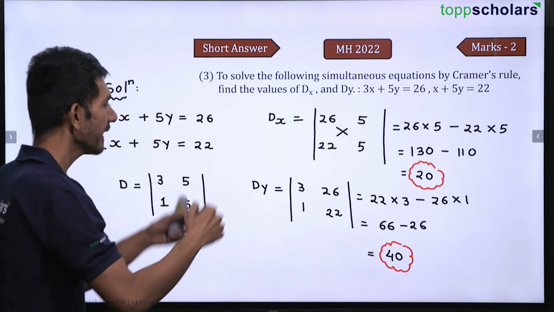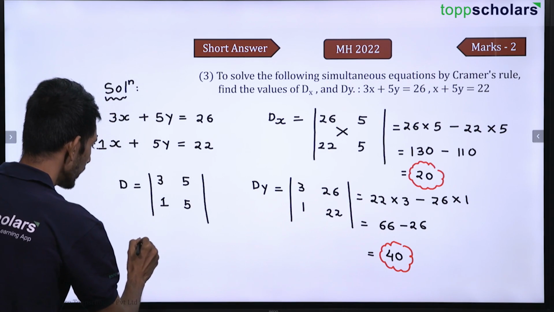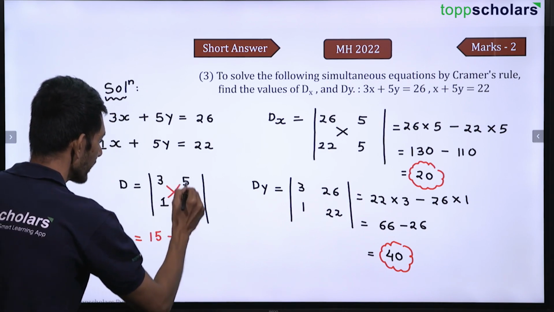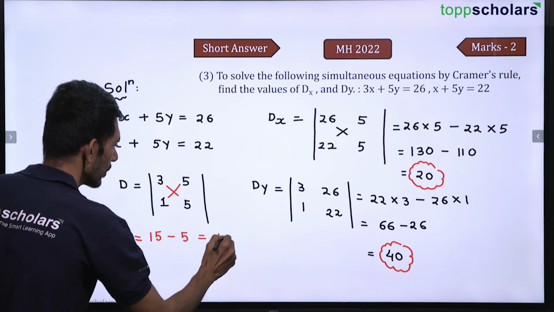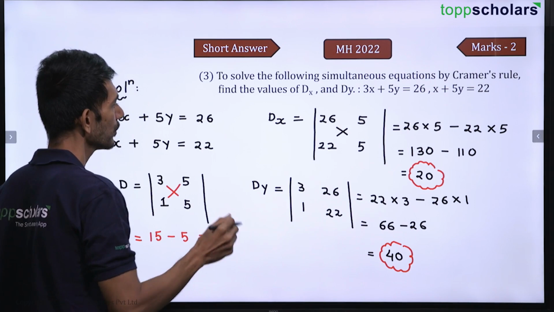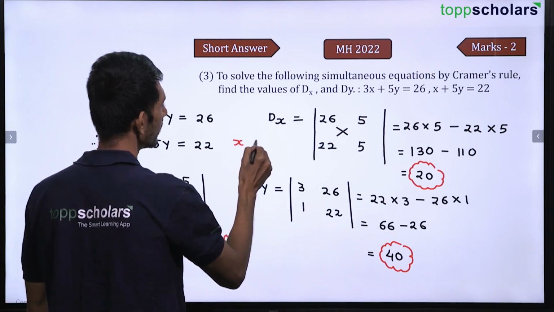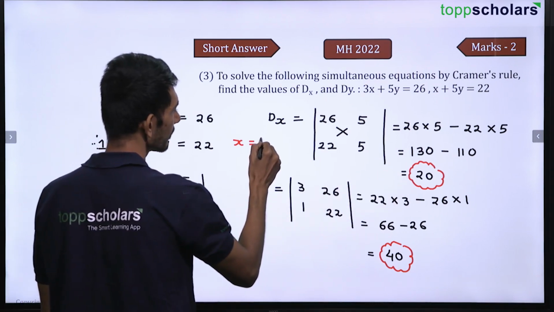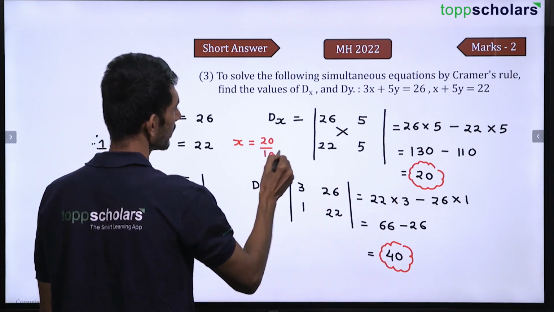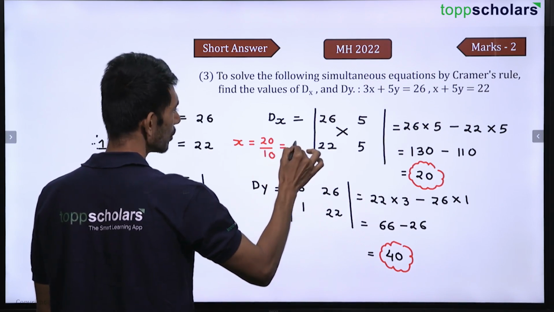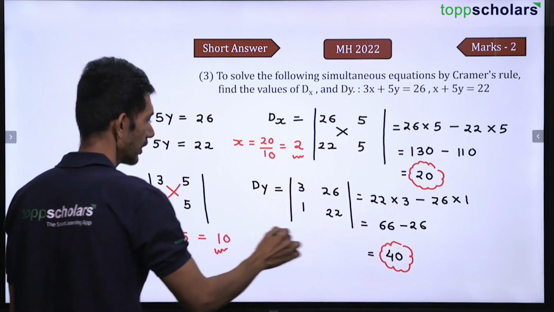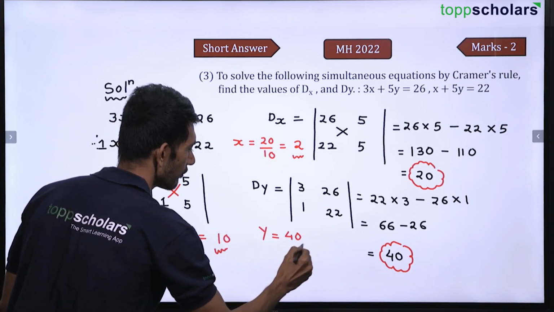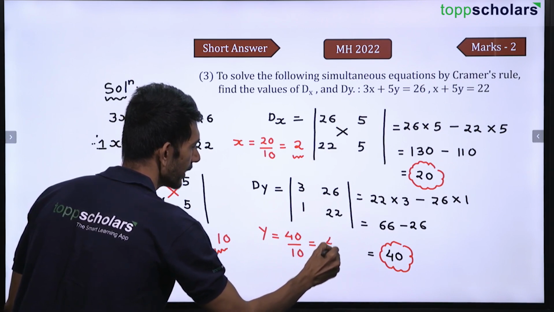But let's elaborate the question to find out x and y. If they ask you to find out x and y, you find out d also. What will be d here? 3 5s are 15 minus 5 1s are 5, that is equal to 10. So d is 10. How do you find out x? X is given by dx by d, that is 20 by 10, which is equal to 2. Y is given by dy by d, 40 by 10, that is 4.